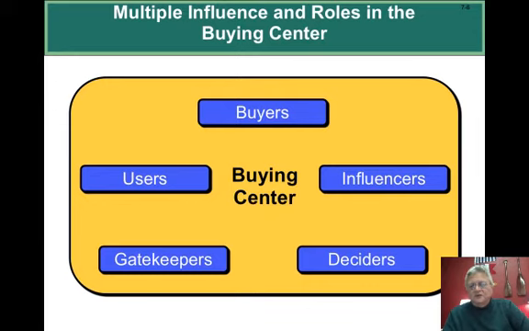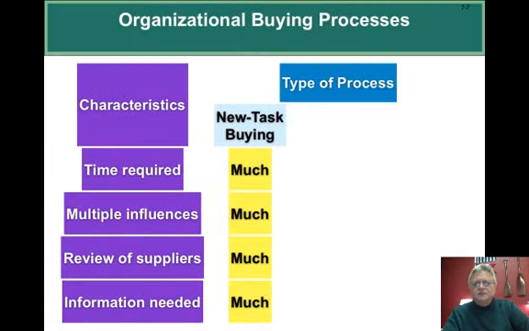But that's often a very difficult problem for industrial sales reps when they call on a customer, trying to figure out who to direct the marketing information to. So that's an important issue. In the organizational buying process, there are different types of purchasing that go on.